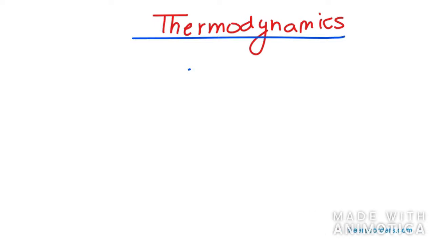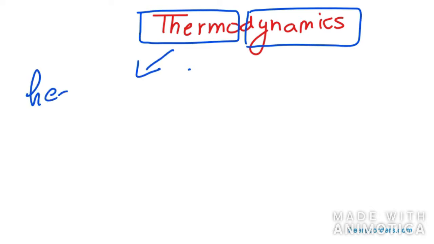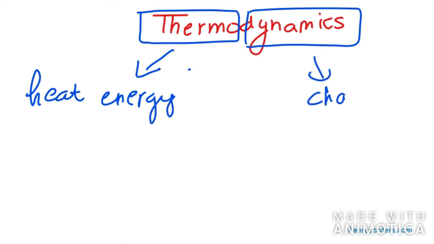Let's start with thermodynamics. So, first of all, what does thermodynamics mean? In this case, we have two words here, that is thermo and another is dynamics. Thermo basically means related to heat energy, and dynamics means changes. So thermodynamics is the study of transformation of heat energy into other forms of energy.